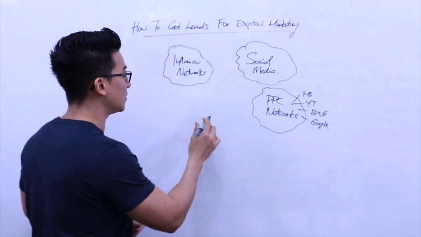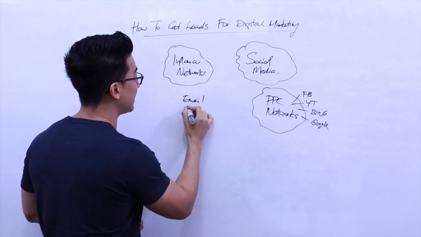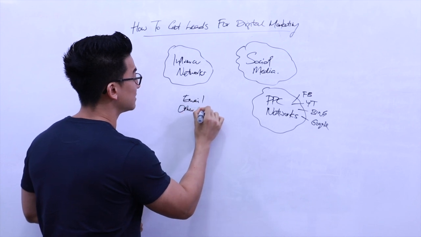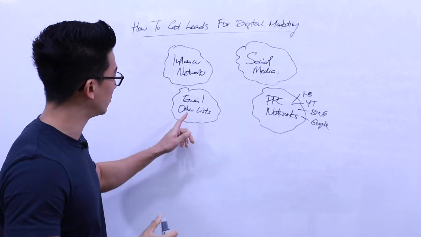Now, there's another place that you can go to, and that's email, okay? Email and I would say other lists, okay? Now, this is an interesting one, all right? Now, this is the way that this one works, okay?